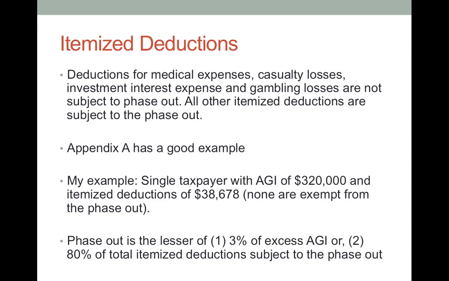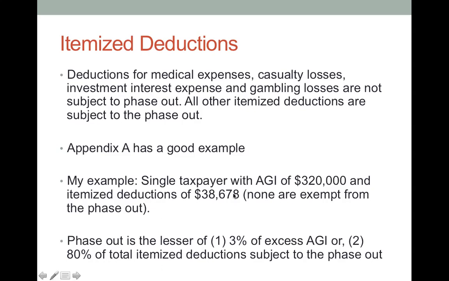Gambling losses are not subject to the phase out. But again, if it's on the exam, you can assume that they're all subject to the phase out. Again, Appendix A has a good example if there are some phased out deductions, but let's look at my example, which is easier and the most you would need to know for the exam.